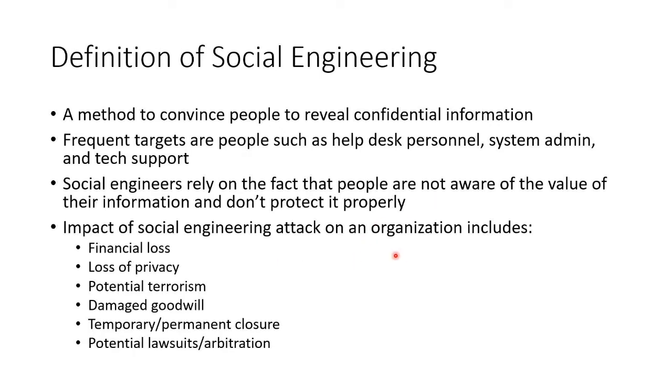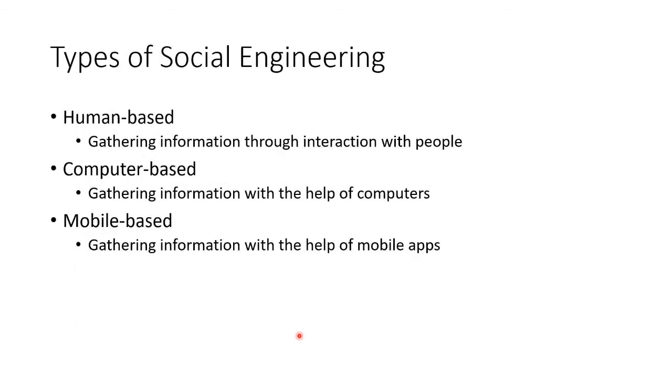Now, the impact of social engineering on an organization, very commonly it is information disclosure, but it could be financial loss, loss of privacy, potential terrorism, damaged goodwill, temporary or permanent closure, lawsuits and arbitration. So it could get serious.